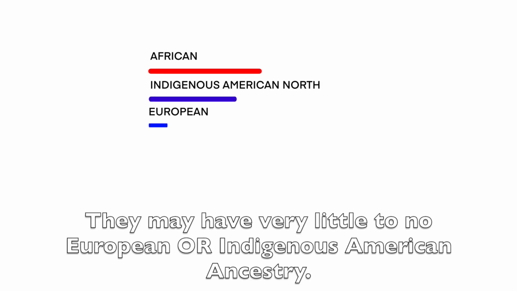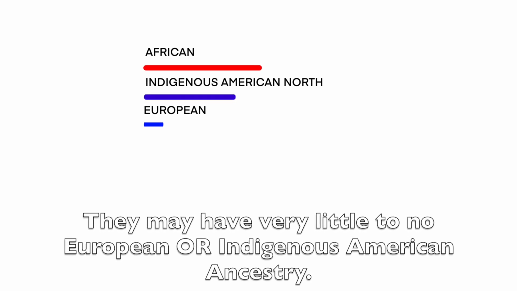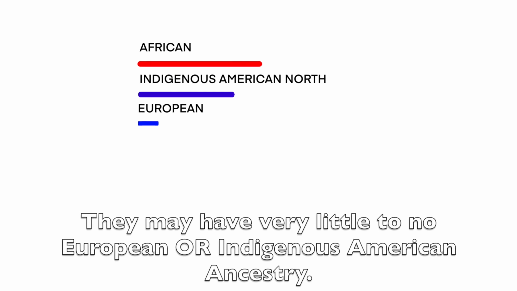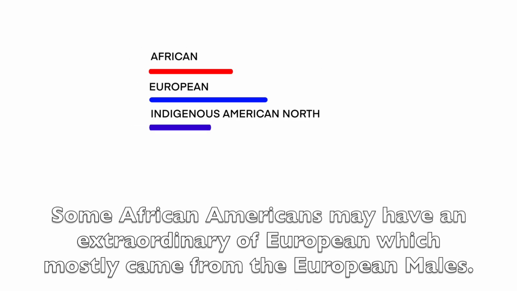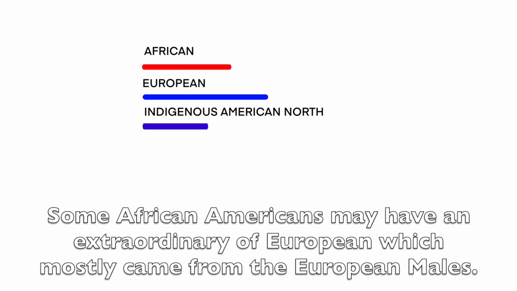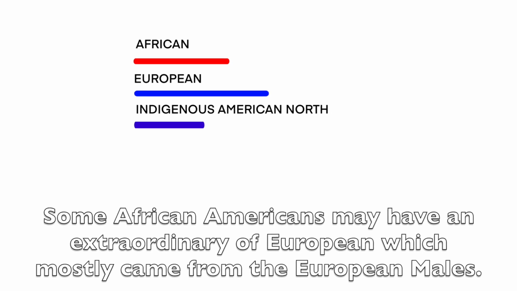Now, realistically, some African Americans don't have any European ancestry at all and may just have African and Native American ancestry. Some African Americans may have more European and less African ancestry. But most African Americans are mostly African and some European. And then you'll come across some African Americans that have absolutely no European or indigenous American ancestry at all.